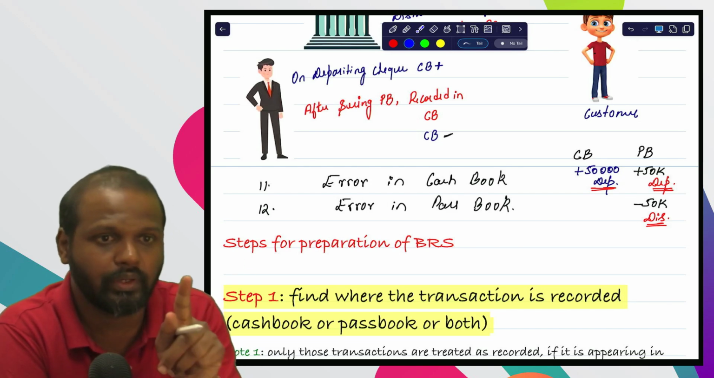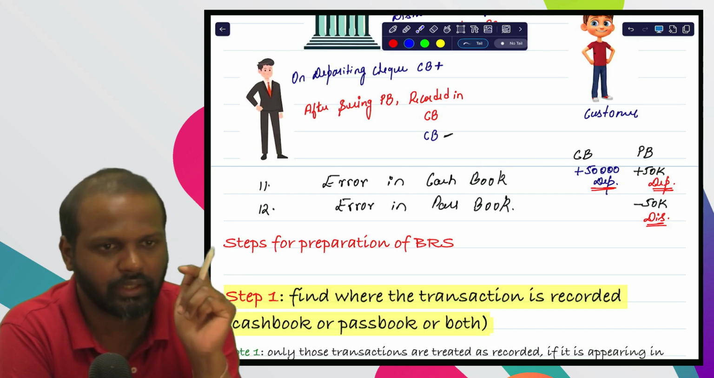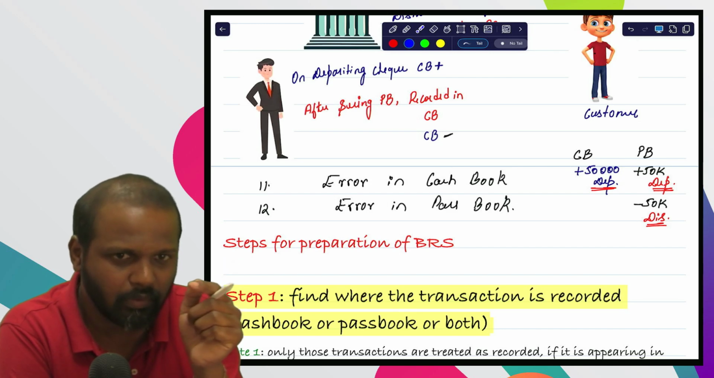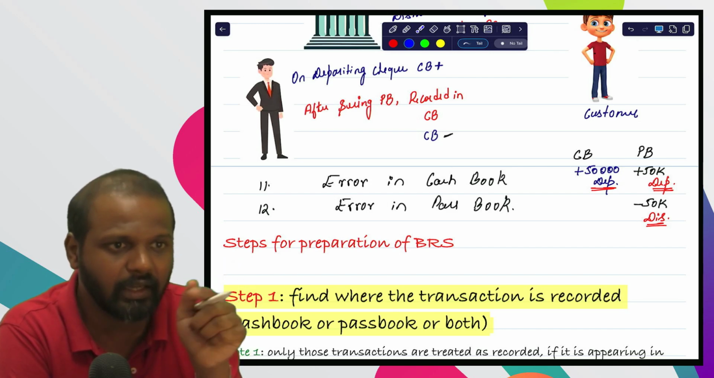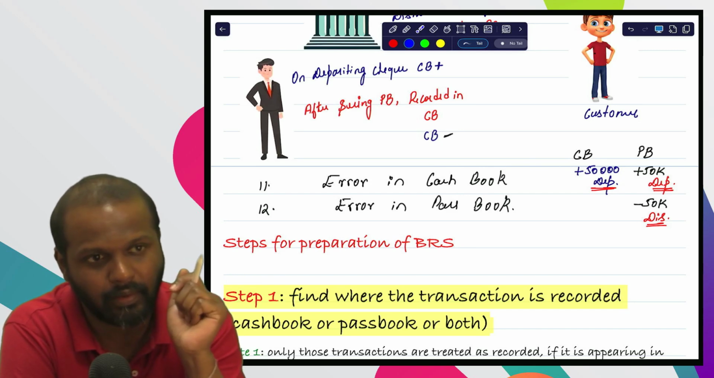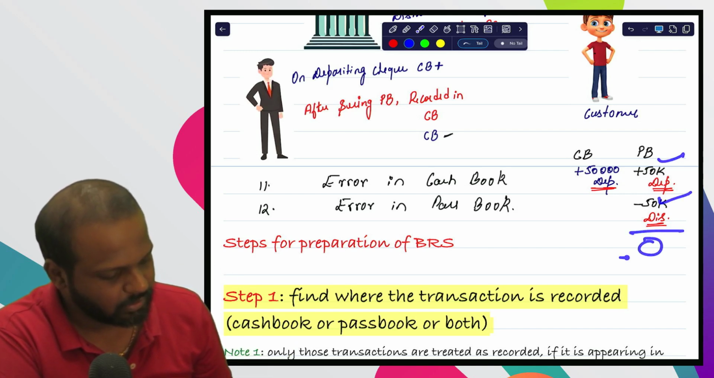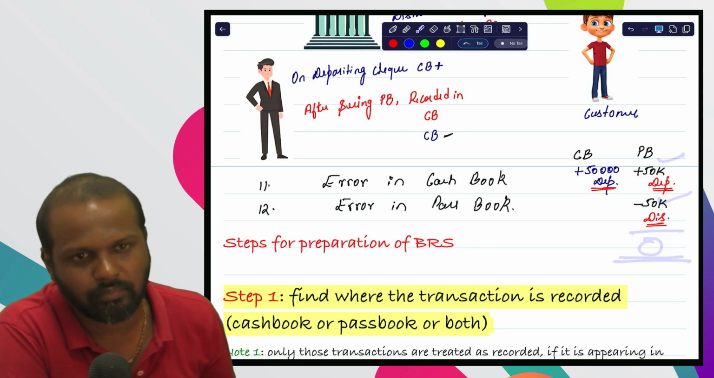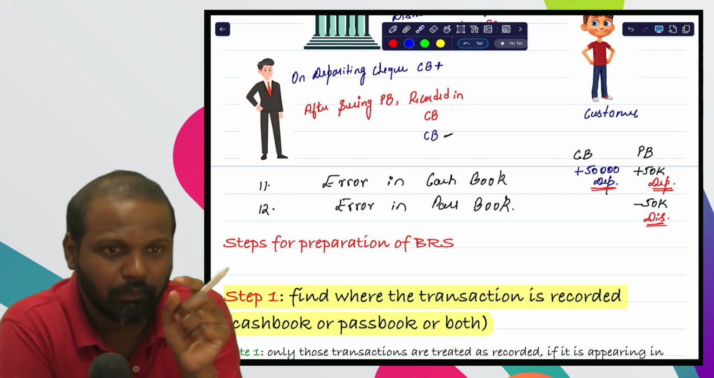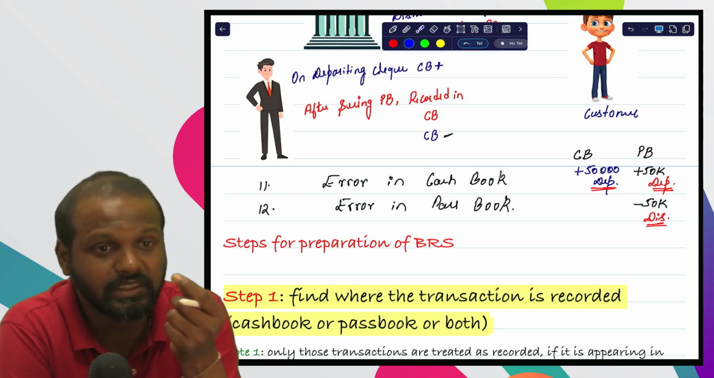They do plus 50,000 to respect that you have deposited the check, and immediately they'll do minus 50,000 also, because the check has become dishonored, unpaid. So ultimately you may say plus 50 minus 50, the answer is 0. It's like nothing done in the passbook. But it is necessary to do that because it's a proof of dishonor.